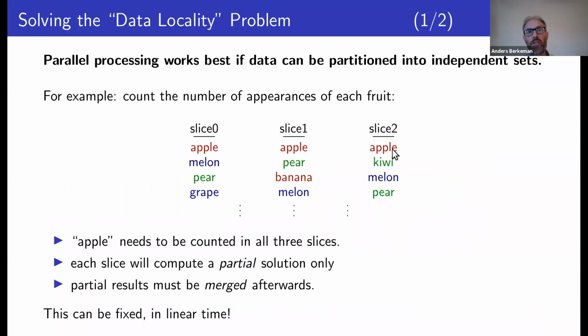Now, parallel processing works best if data can be partitioned into independent sets. Look at this example of a dataset with 3 slices. Our task is to compute how many fruits there are of each kind. Since, for example, apple exists in all 3 slices, we need to spend time and memory computing it, counting it in every slice. So we can only compute a partial result in each slice, and then we need to merge all these partial results to get our output. This is more or less how MapReduce works. It's both slow and memory intensive, and it can be done in a better way.